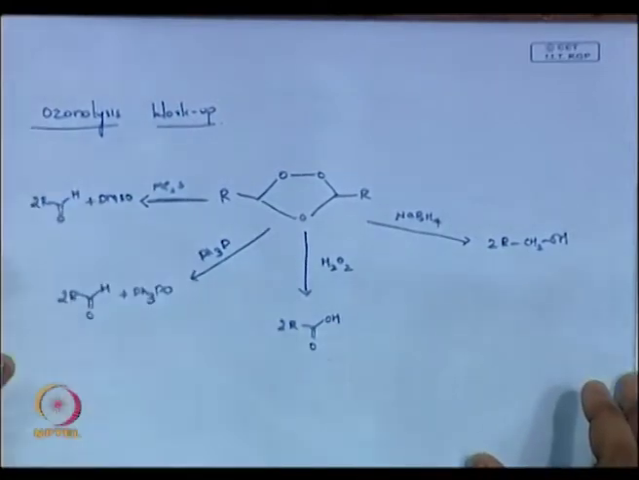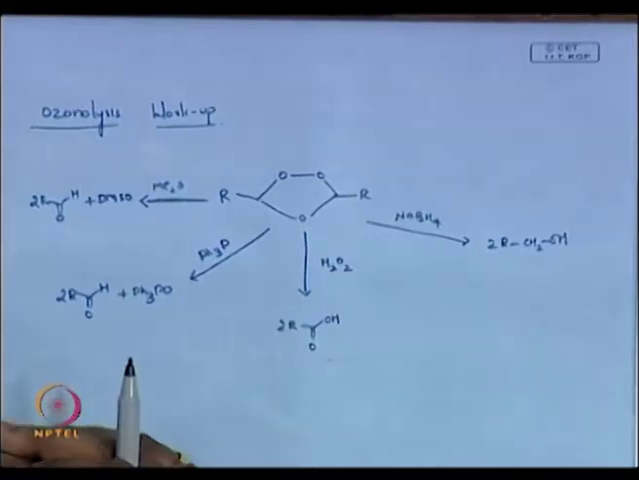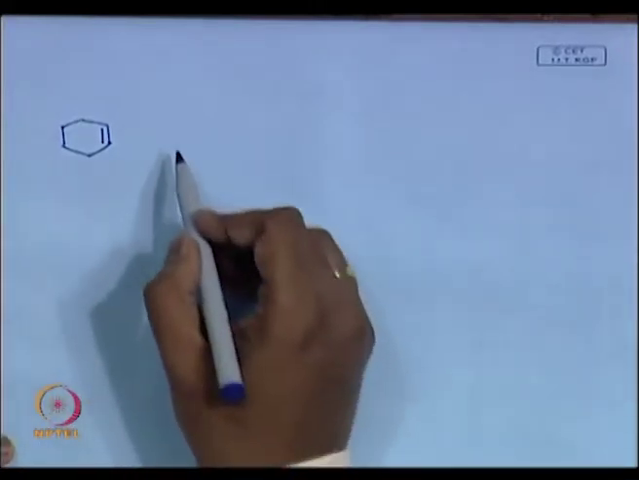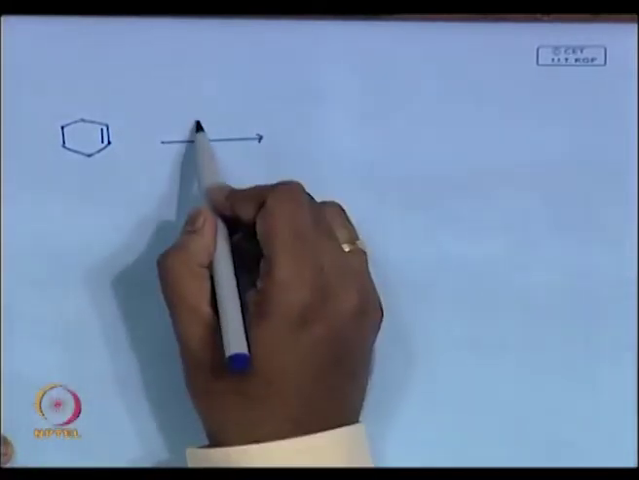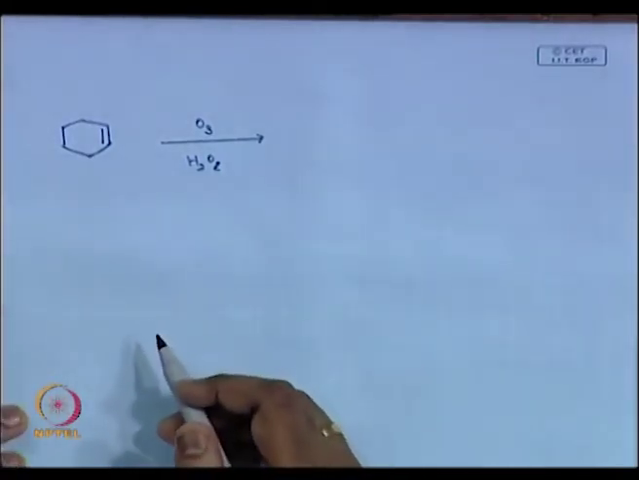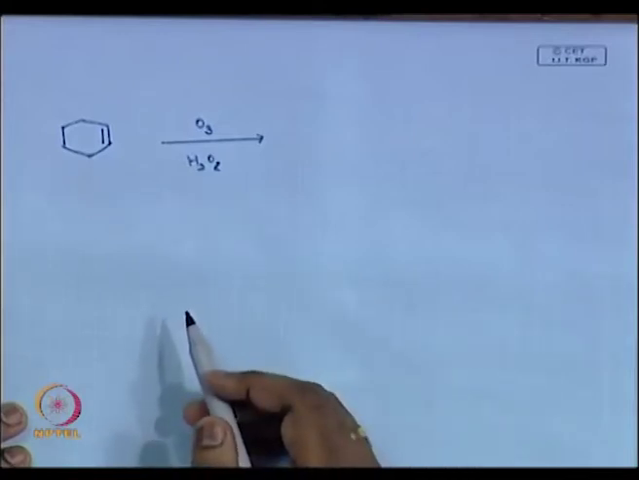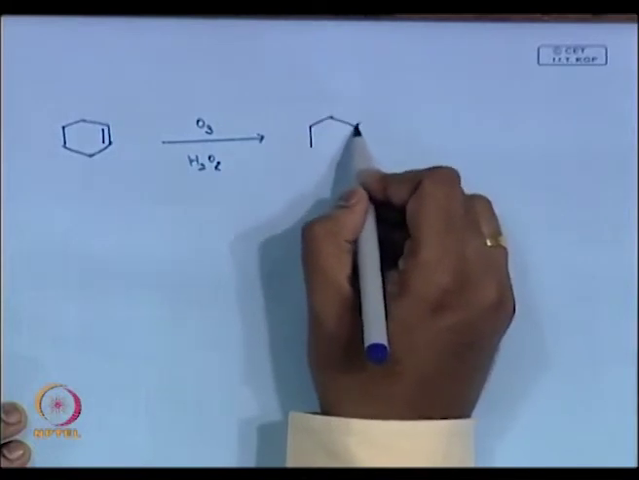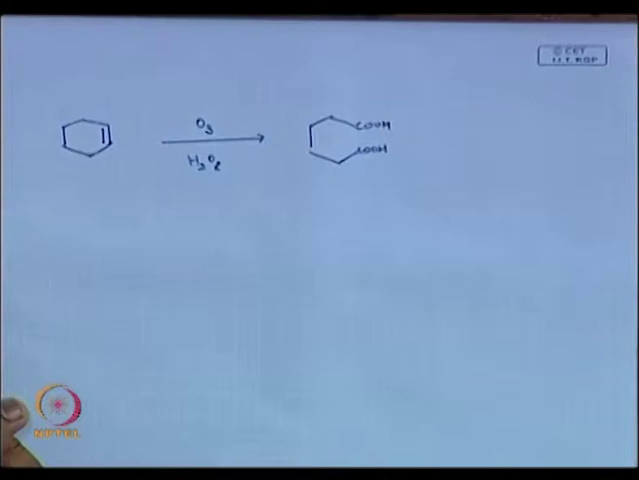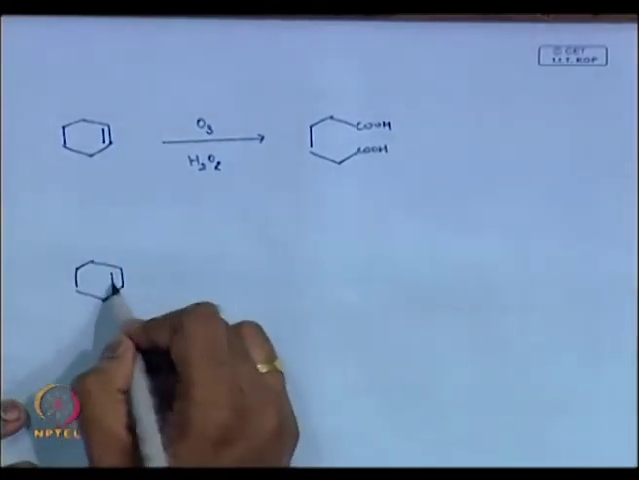Fine. Now, so far we were doing ozonolysis of linear alkenes. If it is a cyclic system, you get nice products. For example, you take cyclohexene. If you do ozonolysis in the presence of hydrogen peroxide, what do you end up with? Simple, you get an acid, or rather a dicarboxylic acid.